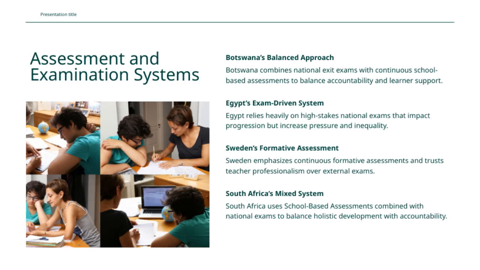Now, let's take a closer look at Botswana's approach. They combine national exit exams with ongoing school-based assessments. This balanced method helps ensure accountability while still supporting learners throughout their education. It's a way to measure student progress comprehensively without relying solely on one type of assessment.